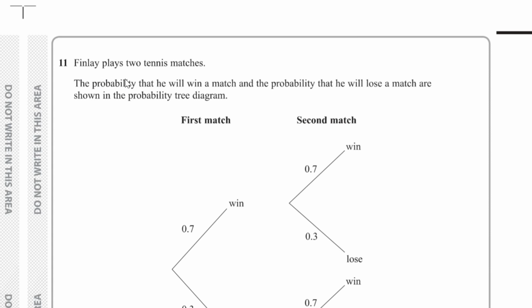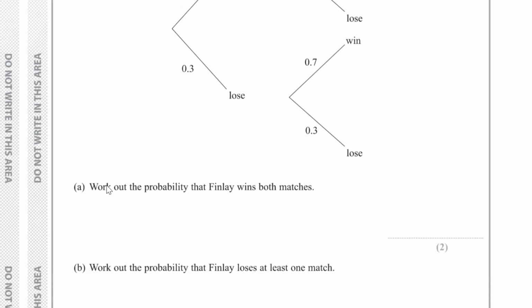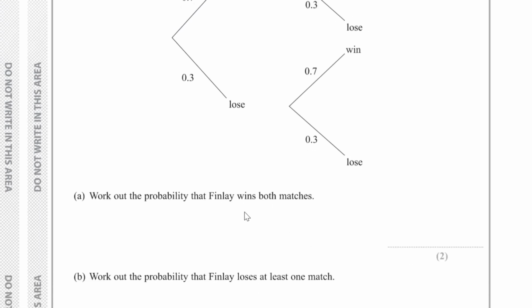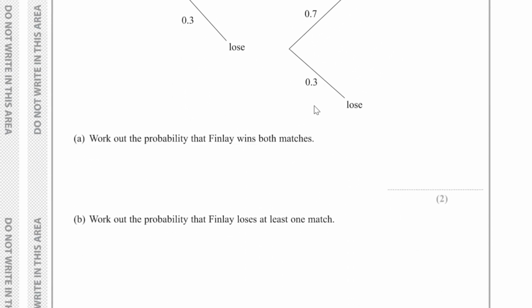Question 11. Finley plays 2 tennis matches. The probability that he will win a match and the probability that he will lose a match are shown in the probability tree diagram that's shown here. And for part A, we have to work out the probability that Finley wins both matches. Well, if he wins both matches, he wins this one and he wins this one. Probability that he wins and wins, that's equal to 0.7 times 0.7, which is equal to 0.49. So we have 0.49.